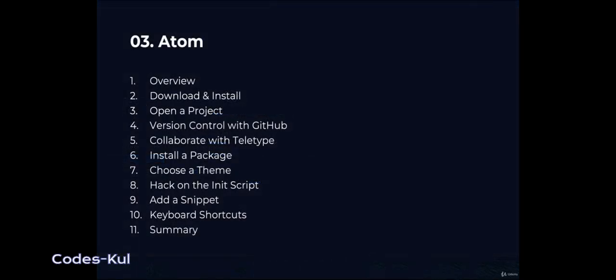All right, congratulations on finishing this section on the Atom text editor. In this video, we're going to go over a brief summary of what we learned throughout this section. So, in the first couple of videos, we downloaded and installed the Atom text editor, which is completely free. And then I talked about features inside of Atom. So we talked about how to open a project, version control with GitHub, how to collaborate with Teletype, how to install a package, how to choose a theme, how to hack the init script and what that means, how to add a snippet, and then I talked about how you could work with keyboard shortcuts.